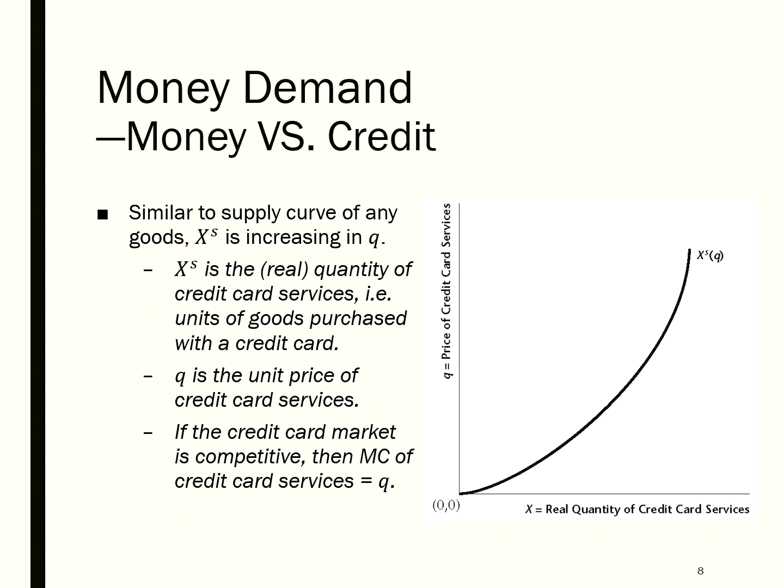Similar to the supply curve of any goods, the quantity of credit supplied is increasing in the price of credit. Let's use XS to denote the supply of credit, or the units of goods purchased by credit, and Q as the price of credit card services. We know from microeconomic theory that a higher quantity of credit produced by the service is associated with a higher marginal cost, and the optimal condition of credit card services is to make sure the marginal cost equals the price.